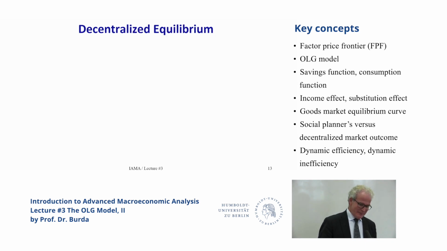Okay. So now let's find an equilibrium. We have two relationships. We have the factor price frontier, and then we have the incentive of people to save. If you save, then that's tomorrow's capital. That means tomorrow's rate of return will be determined by your savings today. So we have two relationships, and when you have two relationships in economics, you're usually in business.